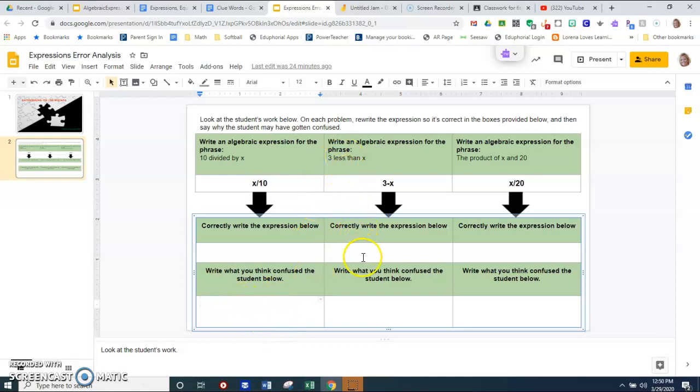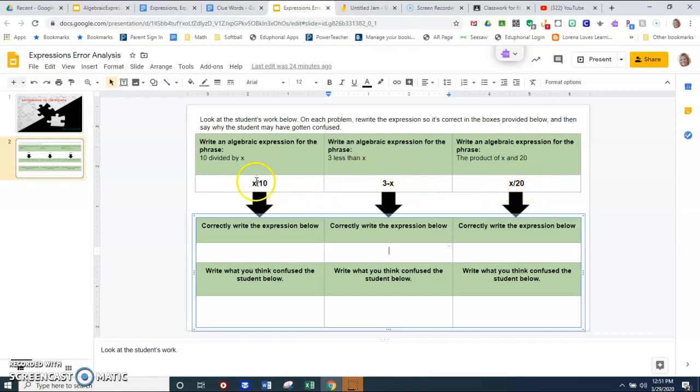So you will do that with all three of these. This one is 3 less than x. Well, they have 3 minus x. So write it correctly in this box. Write what you think the student did wrong. So you are rewriting the expression in this box. And then this last one, the product of x and 20. So you have x divided by 20 is what the student wrote.